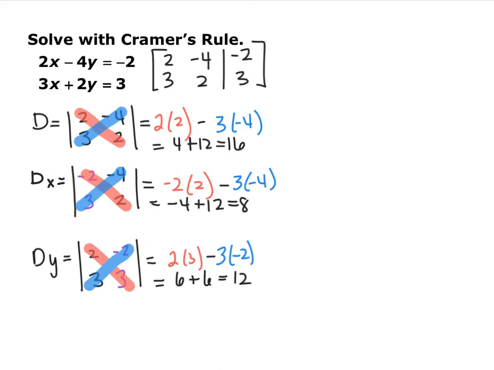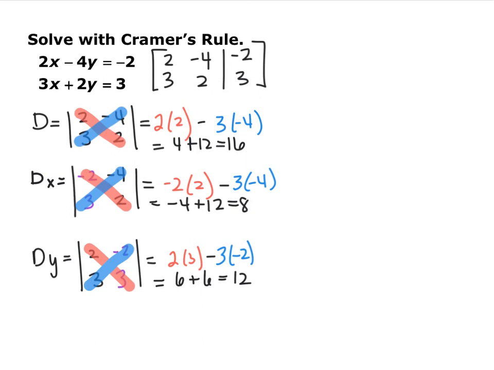So when you found d sub x, you should have gotten -4 plus 12, so you end up with a positive 8. And then d sub y, you leave your x column the same as the original. You drop out your y column and replace them with the constants. So you end up with 2, -2, 3, 3. Take the determinant of that, you end up with 12.